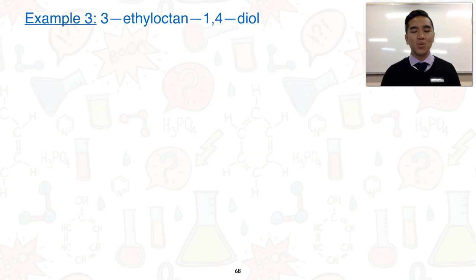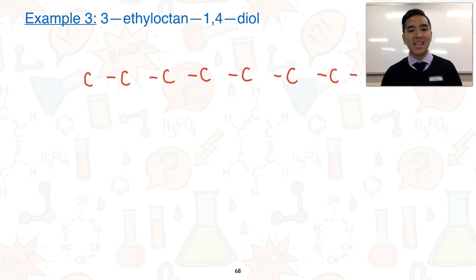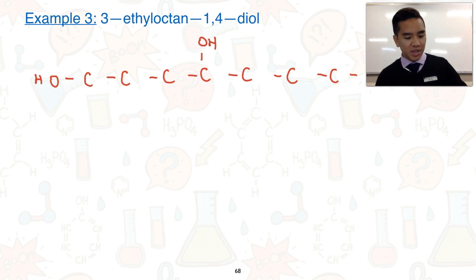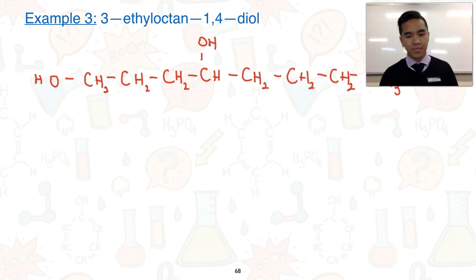Our final example, we're just going to be looking at a diol, so there's going to be 2 hydroxyl groups. We've got 3-ethyloctan-1,4-diol, so let's start off with the longest carbon chain. Let's add in those hydroxyl groups and fill in the remaining bonds with hydrogens. I apologise if you can't quite see the part on the very right, but we've got a CH2 and a CH3 underneath there.